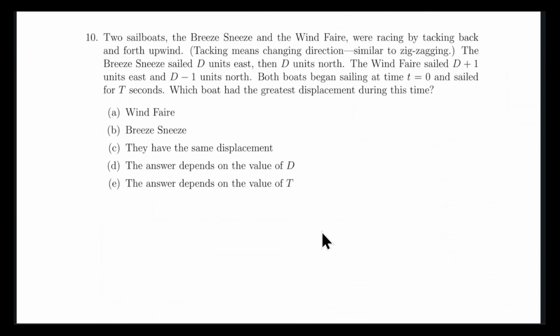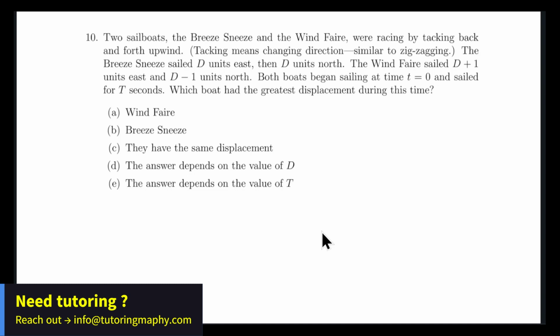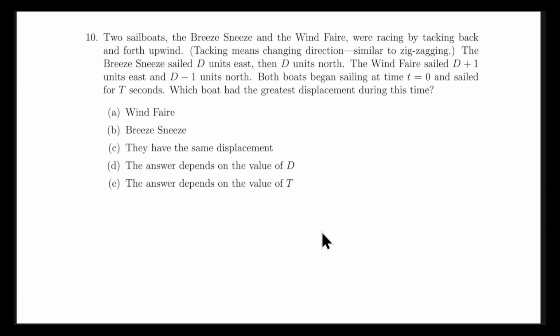Okay. Two sailboats, the Breeze Sneeze and the Wind Fair, were racing by tacking back and forth upwind. Oh, they explain what tacking is. Tacking means changing direction similar to zigzag. Okay, fair enough. The BS sailed D units east, then D units north, and the WF sailed D plus 1 east and D minus 1 north. Both boats began sailing at the same time and sailed for T seconds. Which boat had the greatest displacement during this time?